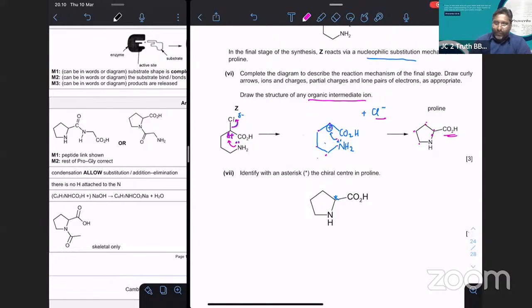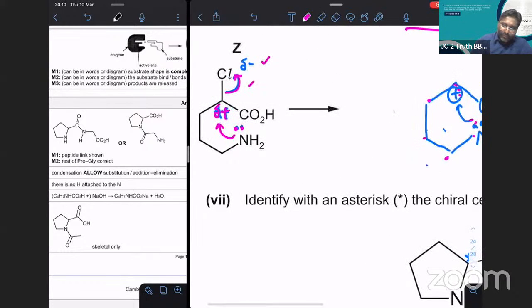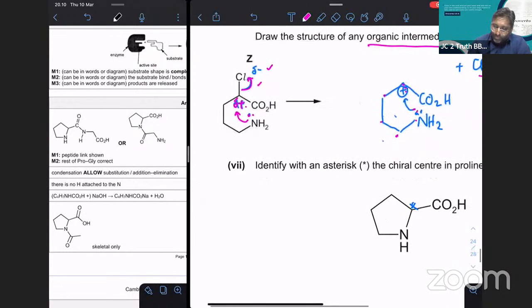So this is going to be nucleophilic substitution. So the mechanism you can see, it is important to show this. Important to show delta plus. Important to show the lone pair of the electron. And then it is important to show this as well.